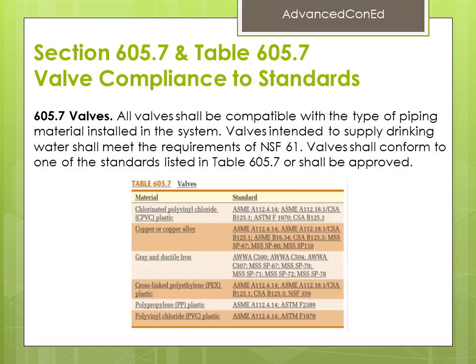Cross-linked polyethylene plastic. ASME A112.4.14, ASME A112.18.1, CSA B125.1, CSA B125.3, NSF 359. Polypropylene plastic. ASME A112.4.14, ASTM F2389. Polyvinyl chloride plastic. ASME A112.4.14, ASTM F1970.